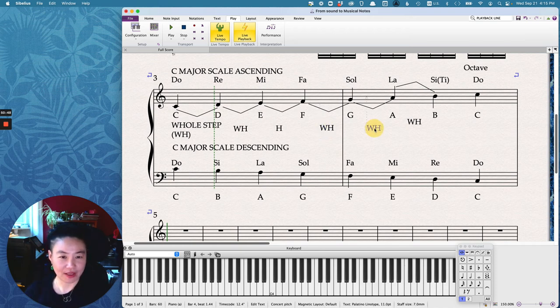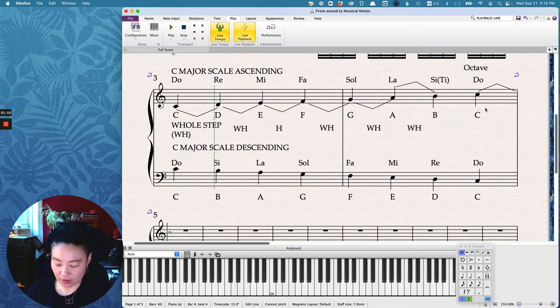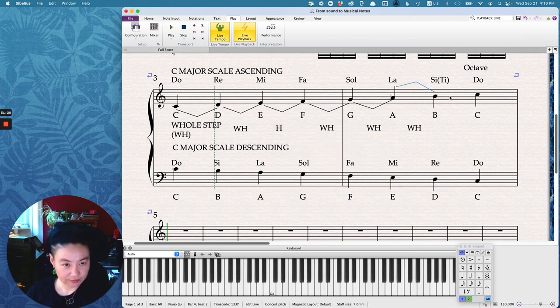Okay. Making this nice and neat for you guys. Last one, from B to the next cycle. Beginning of the next cycle. Take a look at this. B, C. There's nothing in between. They're right next to each other, which means they are a half step.